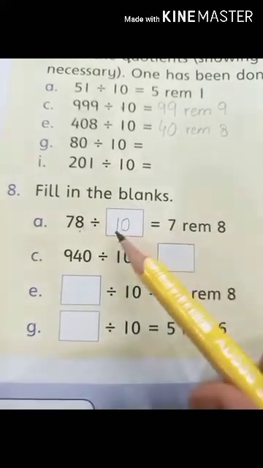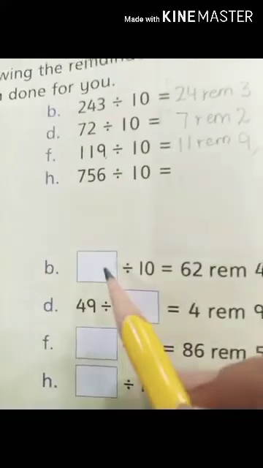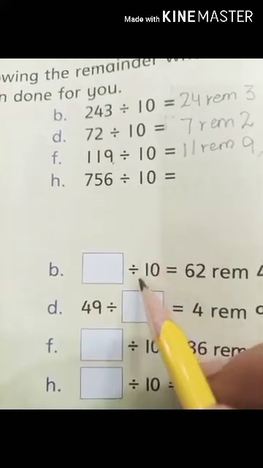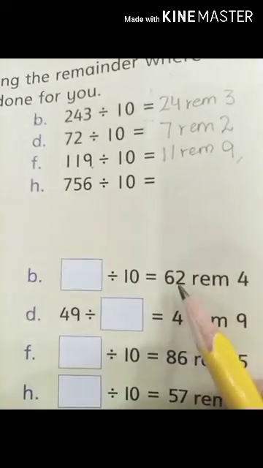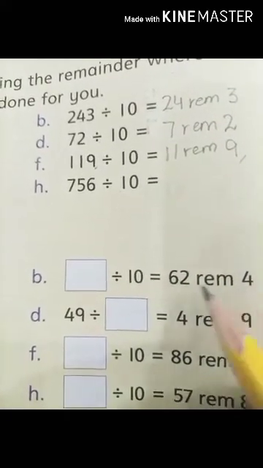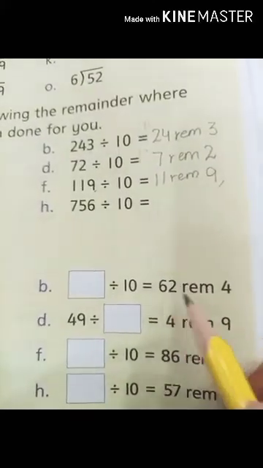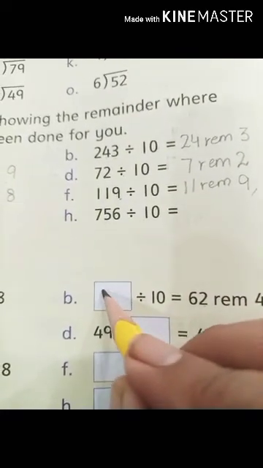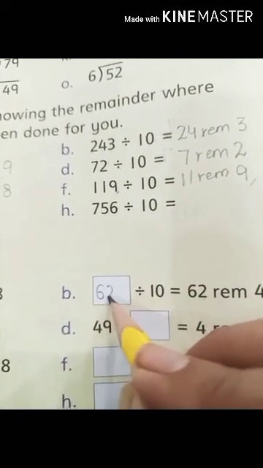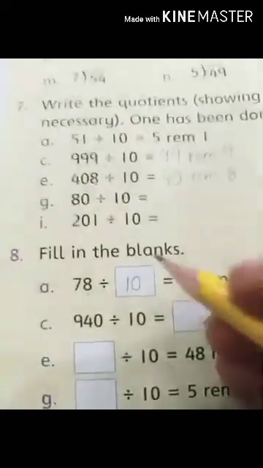Okay. Now students, look at the part B. In this, the number is divided by 10. So when we combine the numbers 62, the quotient, and our remainder, that will be our dividend. Okay students, let's join both of them. It will become 624.